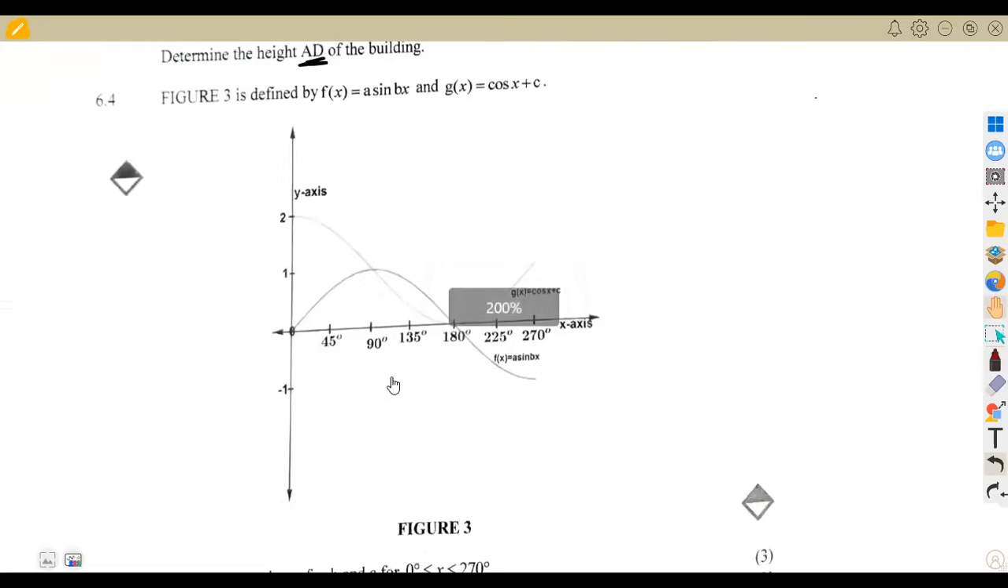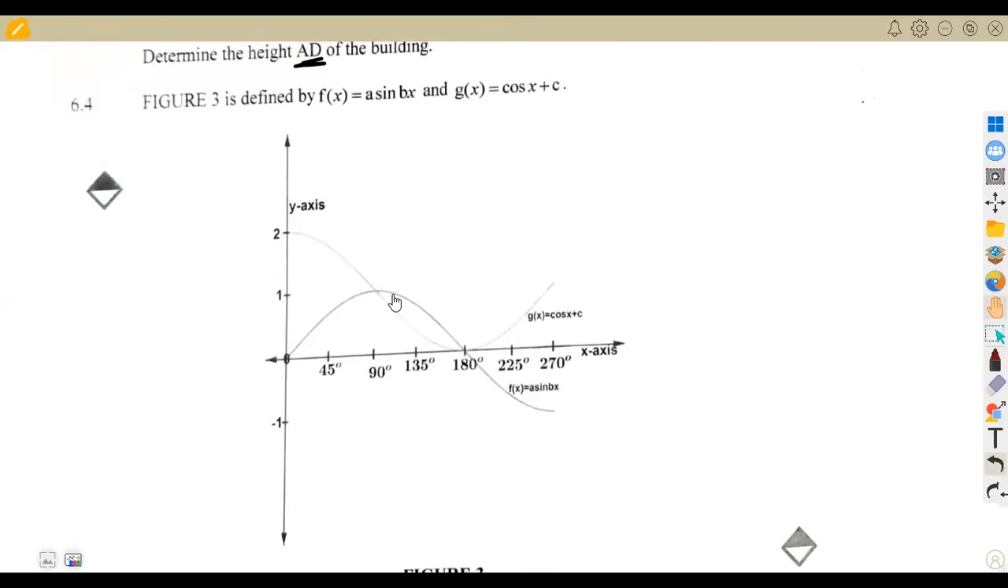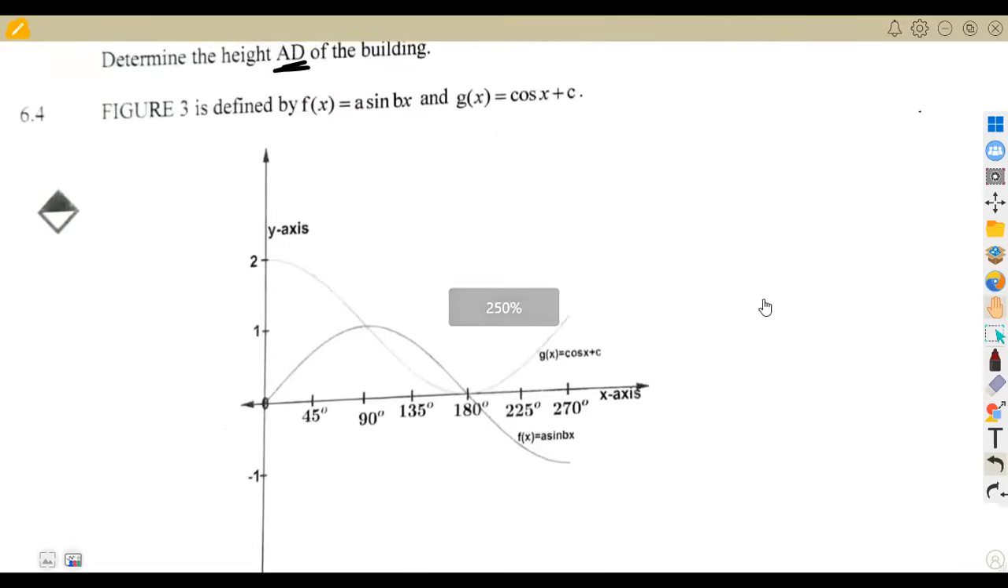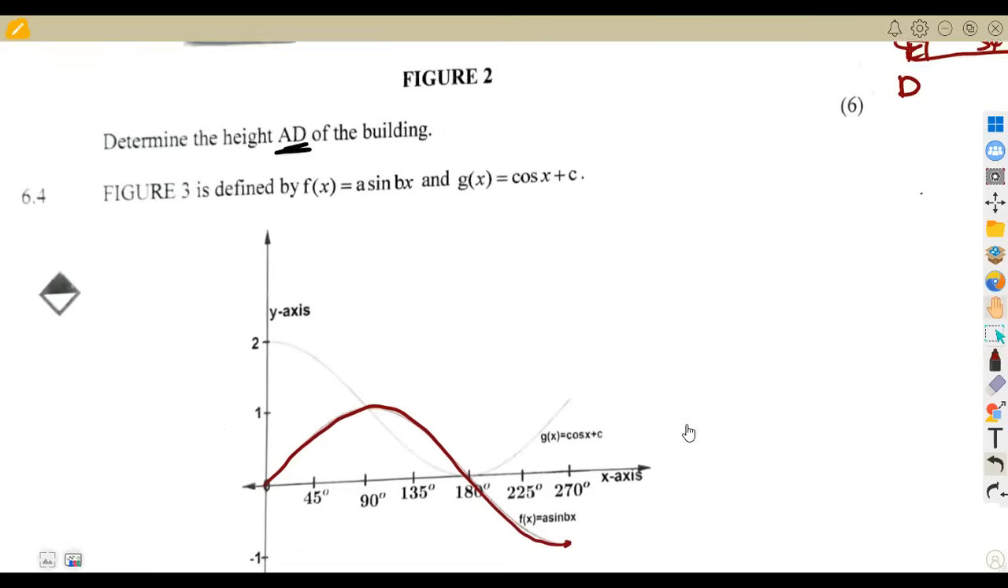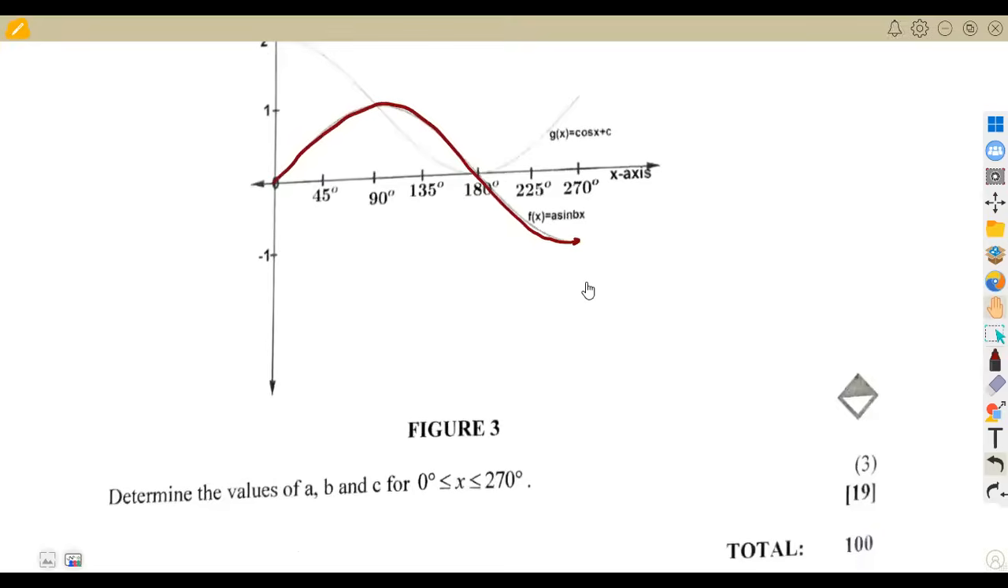Question 6.4, you're given Fig 3, a defined f of x, which is in this format. We are given f of x is equal to a sine bx, and g of x, which is cos x plus c. All right, so that was our graph.